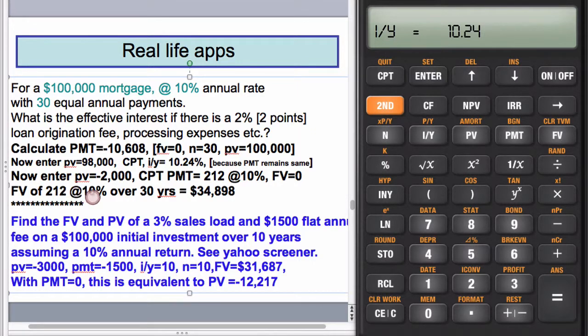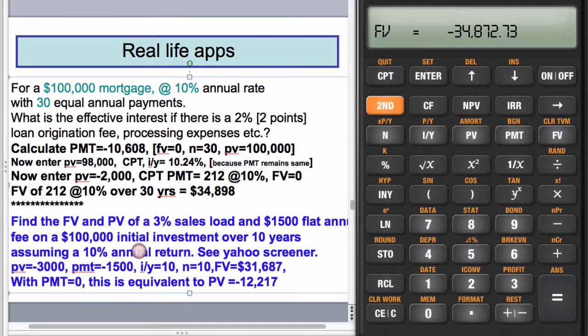What's the future value of $212 at 10% over 30 years? That's 34,898. So let's just see that. $212 is your payment. You start off with nothing there, and 10% is the opportunity cost of money, also the terms of the mortgage, and N is 30. Compute future value. That's $34,000. So this is also, that's why I use this example apart from the TVM concepts, is something that appears to be so harmless, 2 points, is actually translating into a reasonably significant amount.